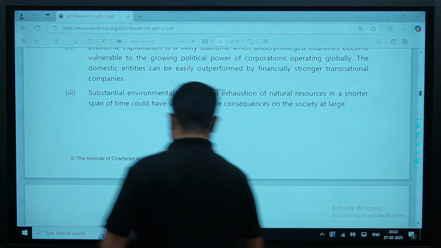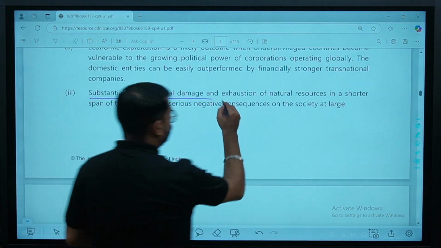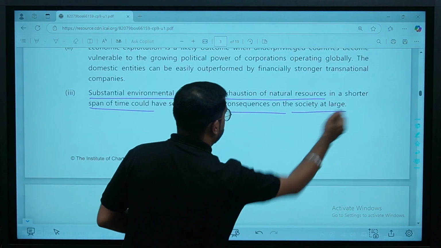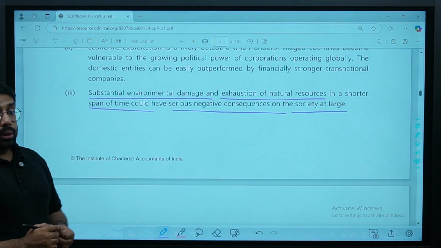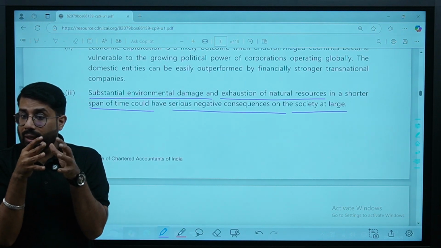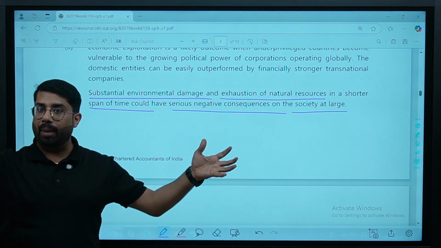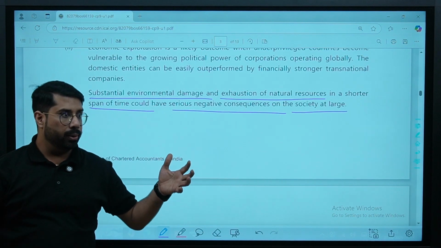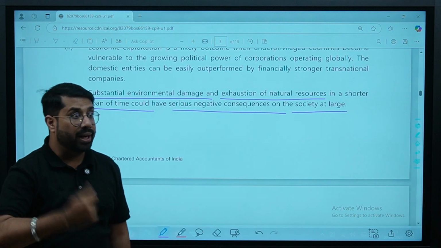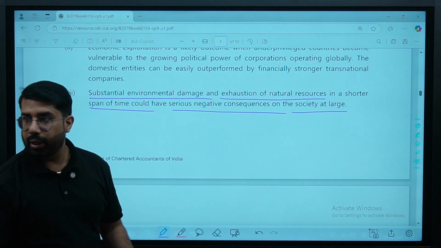Third point says substantial environmental damage and exhaustion of natural resources in a shorter span of time could have serious negative consequences on the society at large. Sometimes you have limited resources, and when you open them to domestic consumers and international consumers, your resources will deplete very quickly, and at times that could become a problem for your country. Are you getting the point?